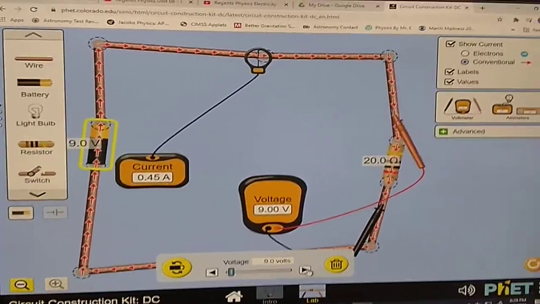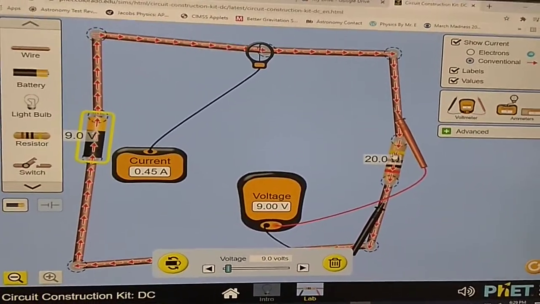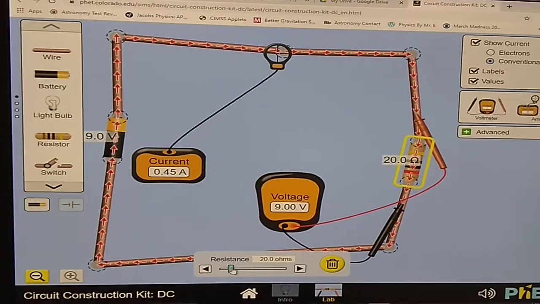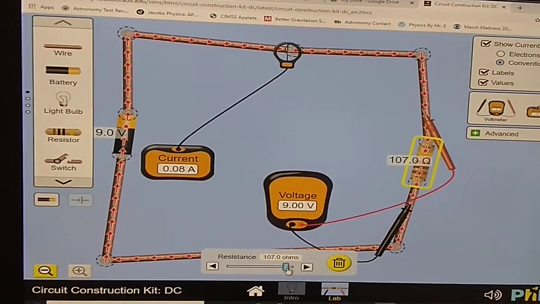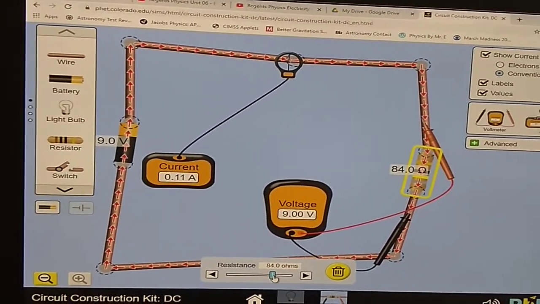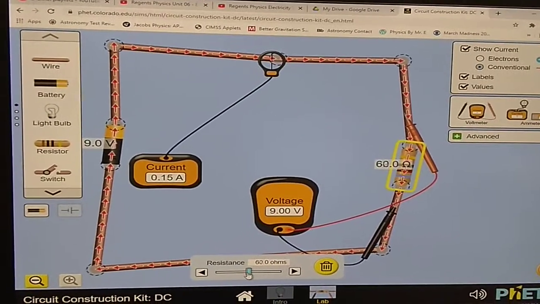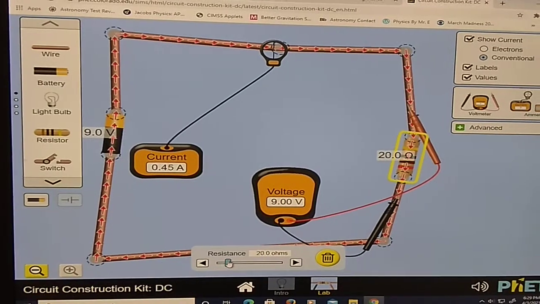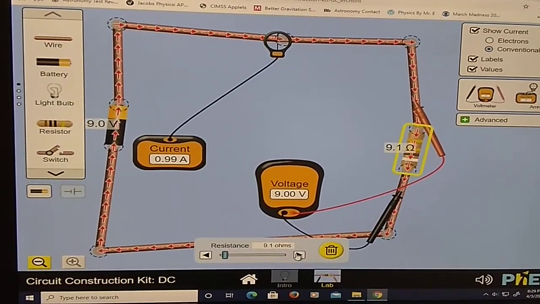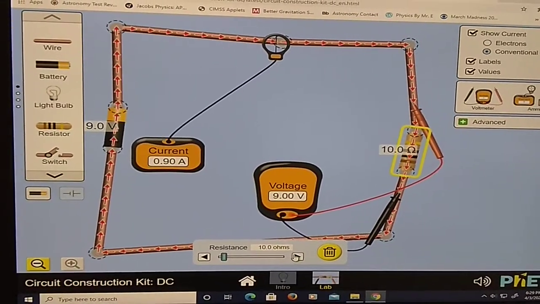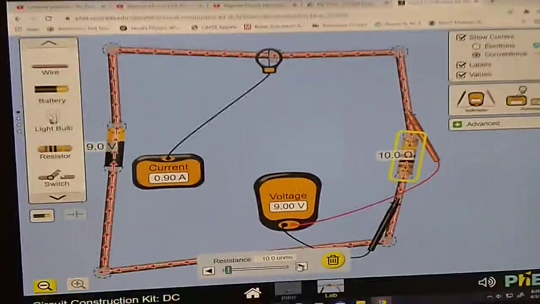Okay, so some other things that we can see here. If I change the resistance, we kind of already saw this, if I play with this, it's going to change the current. It does not change the voltage drop at that resistor because the voltage gain of the battery also didn't change. So let's bring this back down to 10. Okay. Let's see what else.